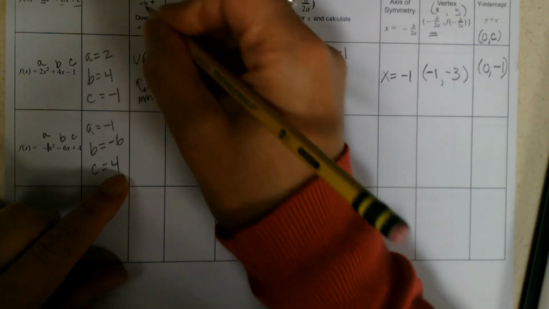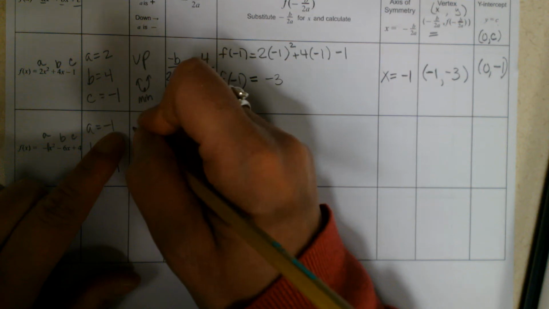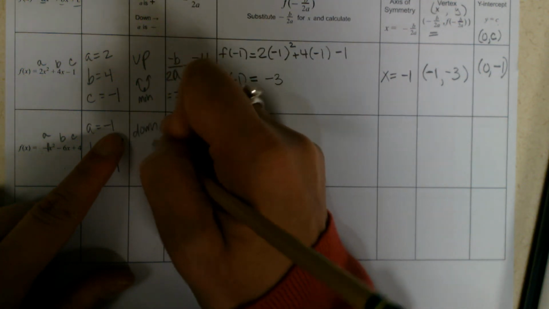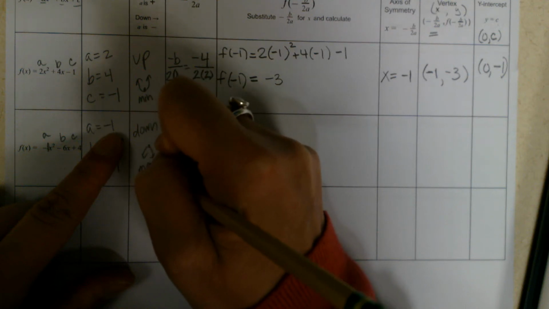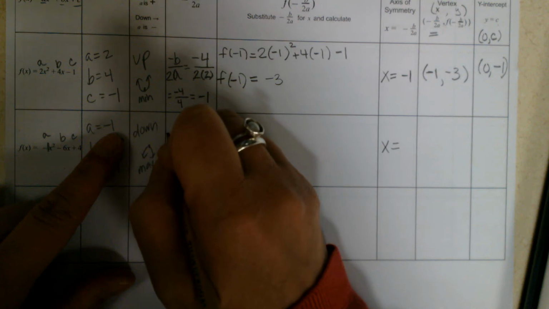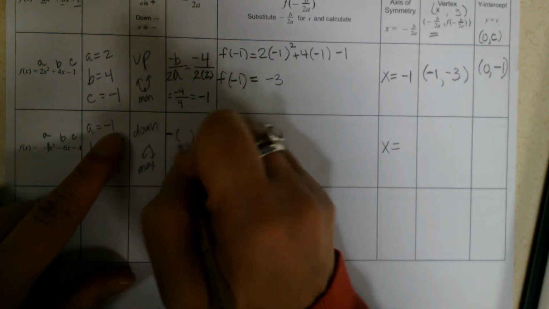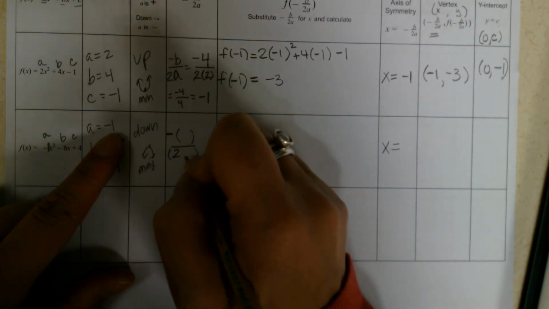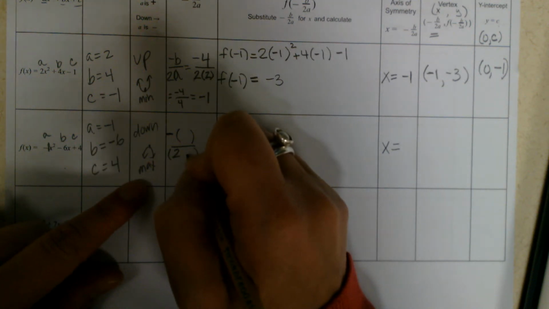So we have, let's look at a. a is negative, so that means that we're going to open down. So it's going to open down, and it will have a maximum. Let's find what the x value represents. So we're going to do the opposite of b divided by 2 times, and if you want to put parentheses like this, you can, whatever our a value is.